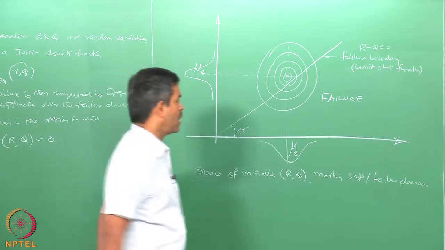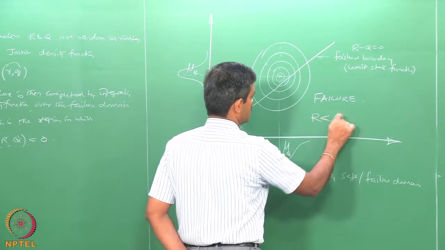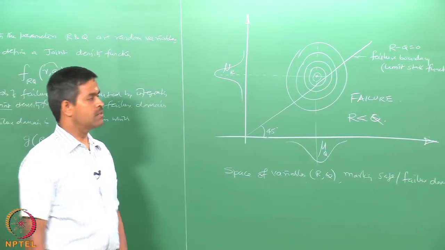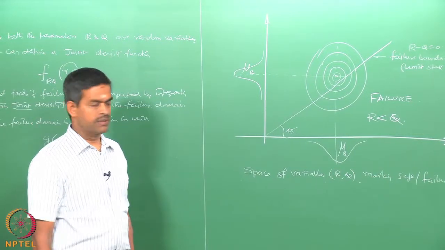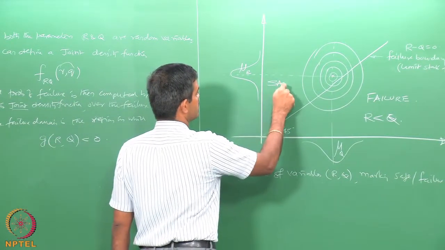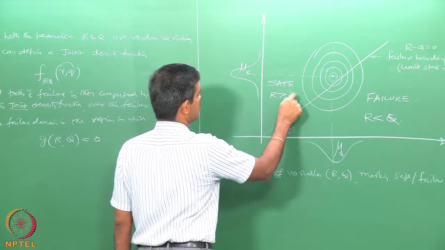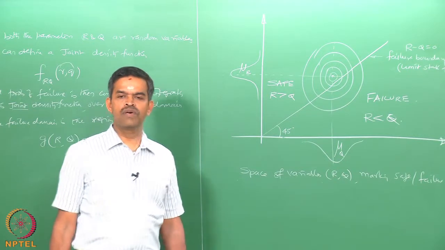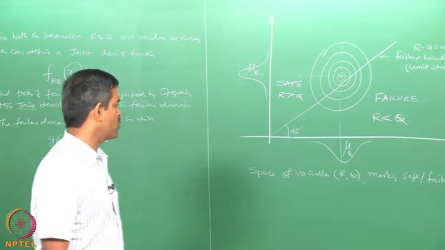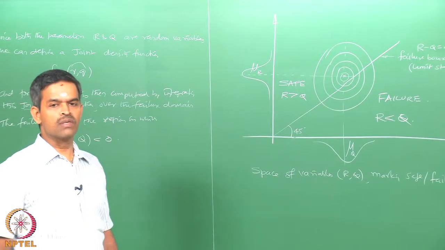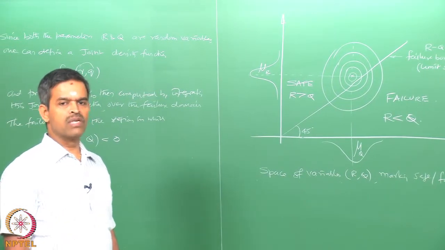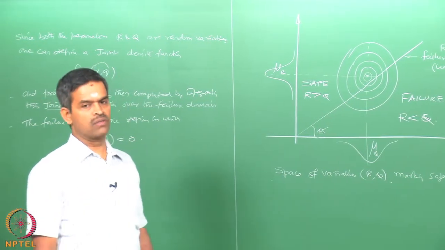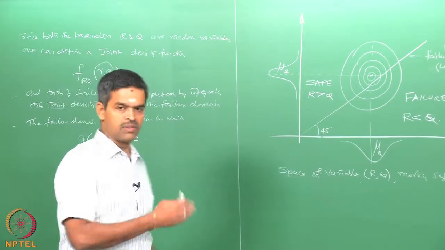Because in this region r is less than q, take any value, q is greater than r, it means the load is much more than the capacity. And this is my safe domain, because in this domain r is greater than q, and that is the division which divides. So, that is a space of variables marking the safe and failure domain for two space of variables r and q, which represents respectively the capacity of the structure and the load effects on the structure. Both are random variables.